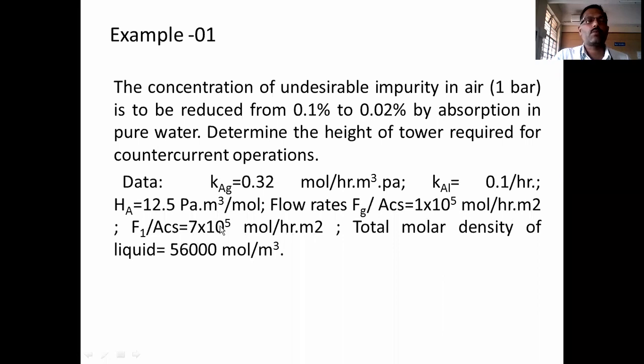This is for gas, this is for liquid. Liquid flow rates are given. Total molar density of liquid is 56,000 mole per meter cube. This data is given, and from this data we calculate the height of the tower. So we'll see the solution, how to solve.